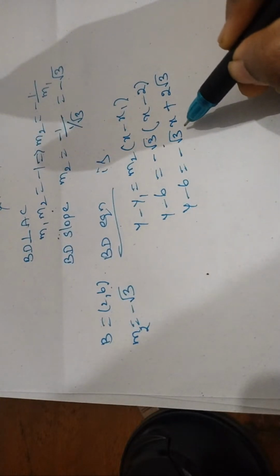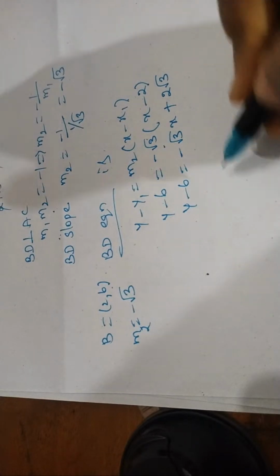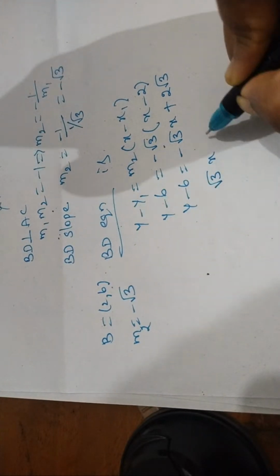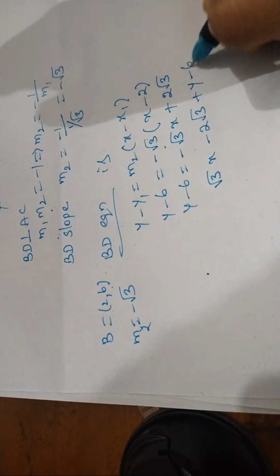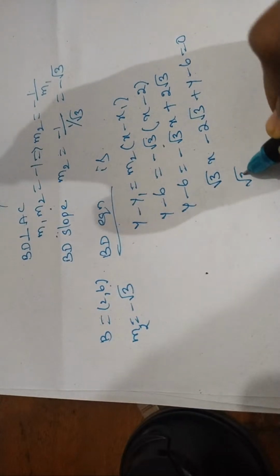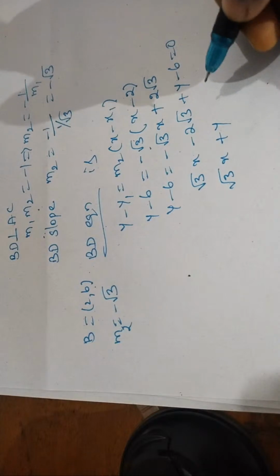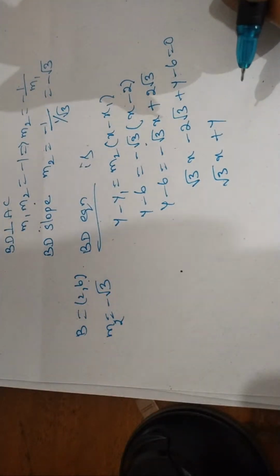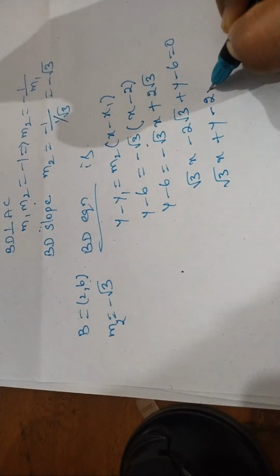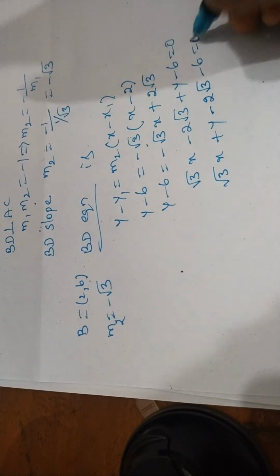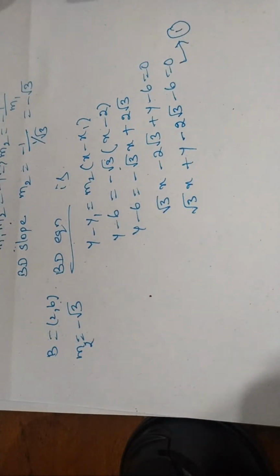Now we need to make this x as positive. Send these terms to the left hand side. So we get root 3x minus 2 root 3 plus y minus 6 is equal to 0. So from this, root 3x plus y, and here minus 2 root 3 minus 6 is equal to 0. We take this equation as 1.